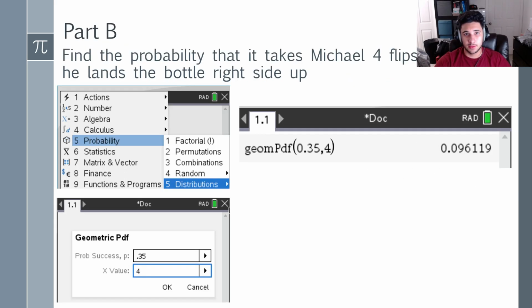An easier way to do this problem, however, is to use the calculator. We would be using geometPDF since this is a geometric distribution, and PDF because it is exactly until he lands the bottle flip. To access geometPDF, you would click Menu, Probability, Distributions, and geometPDF. For prob success, put in 0.35 since that is the probability of success for him landing it. For the X value, put 4 since it takes exactly 4 flips for him to land it for the first time. You should also end up with 0.096. Remember to write it out and to label each number to get full credit.